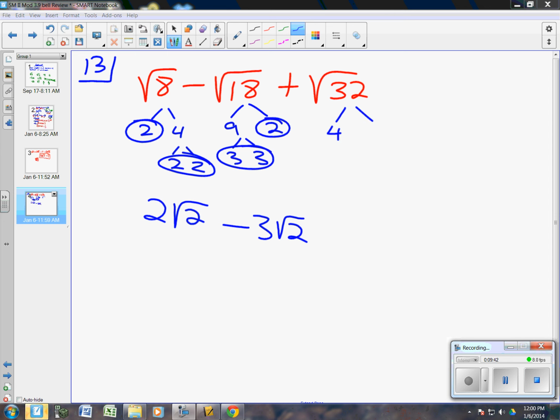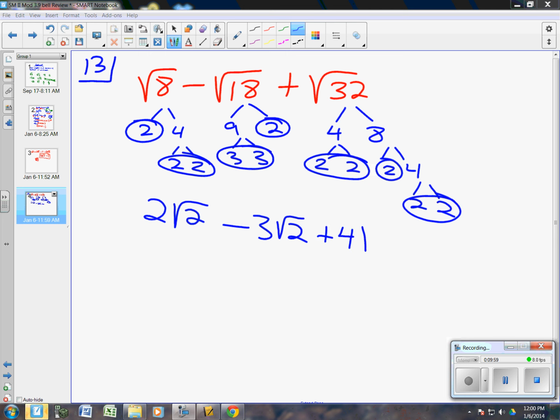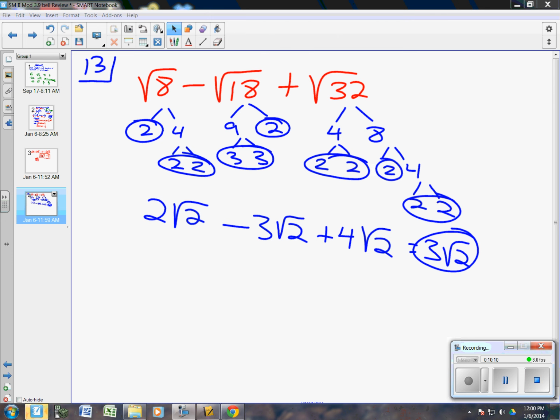32. 4 times 8 is 32. 2 times 2 is 4. 2 times 4. 2 times 2. So I have a pair of 2's there, pair of 2's there, loner 2 there. Take one of those pairs and one of those pairs, times them together. 2 times 2 is 4. And the loner back inside. Root 2. 2 minus 3 is a negative 1. Negative 1 plus 4 is 3. So your answer is 3 root 2. I saw several of you guys had that. Good job. Some of you guys didn't. Okay. Do we get it?